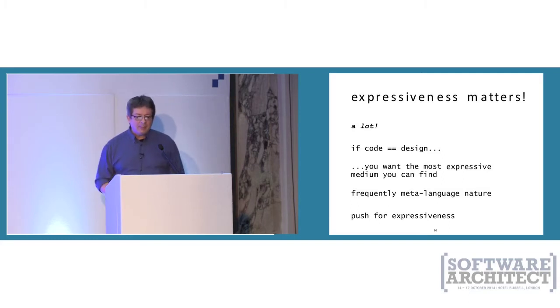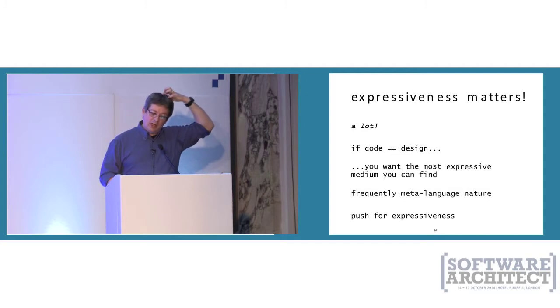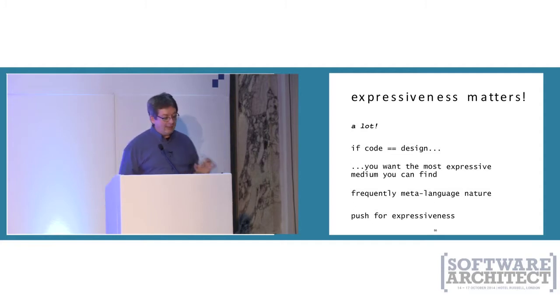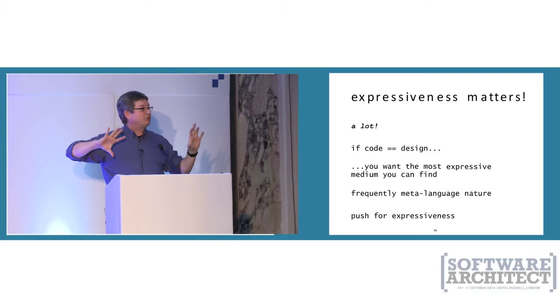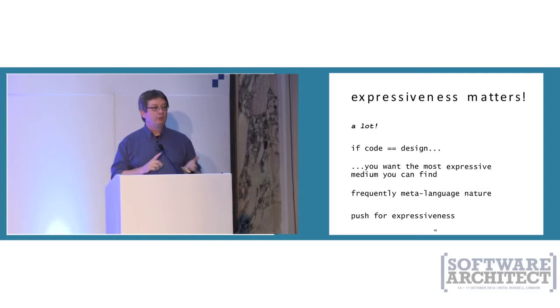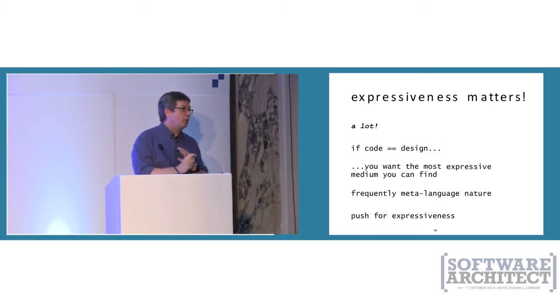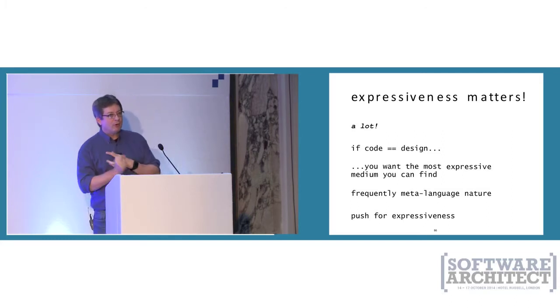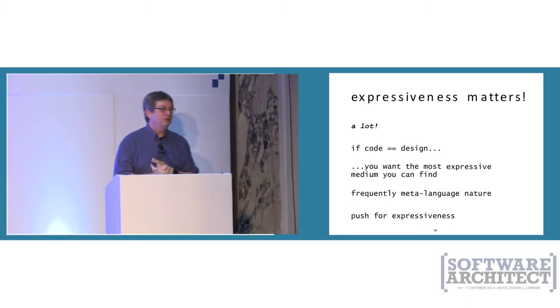A lot of times this happens as a meta-language nature, so try to push for expressiveness. Now, I know most of you don't get to choose what language you use for your day job, but you can absolutely start pushing for expressiveness around the edges. So in your build tools, in your testing tools, one of the common pieces of advice I give people in the Java ecosystem is stop writing unit tests for Java code in Java. It's a giant waste of time. Write them in Groovy instead.